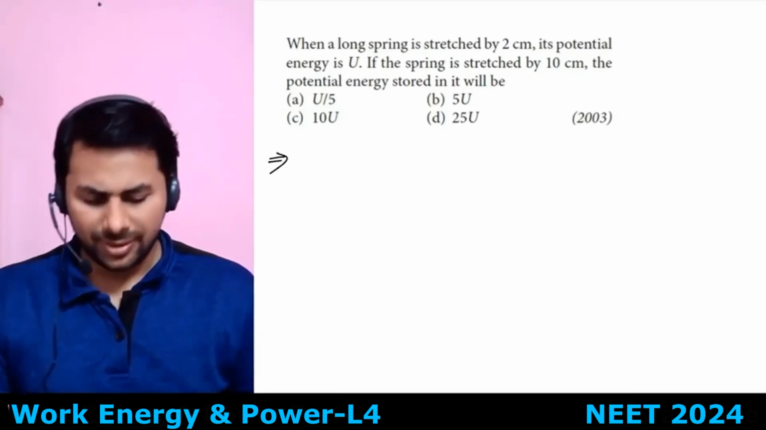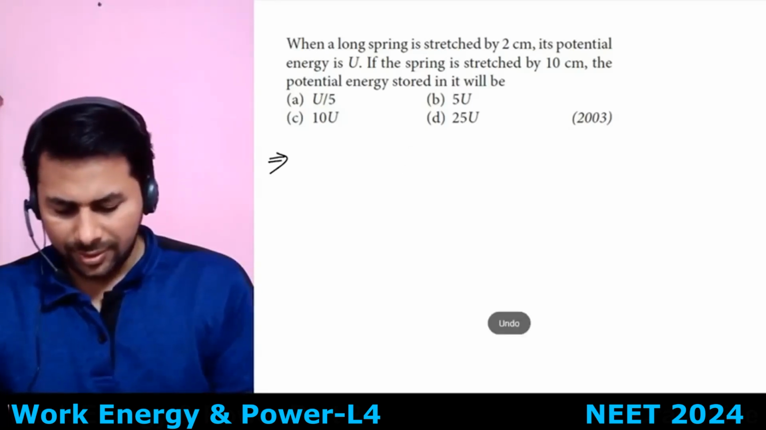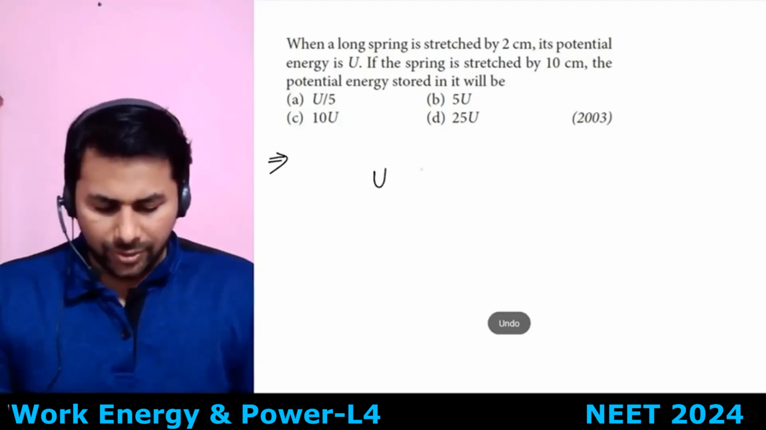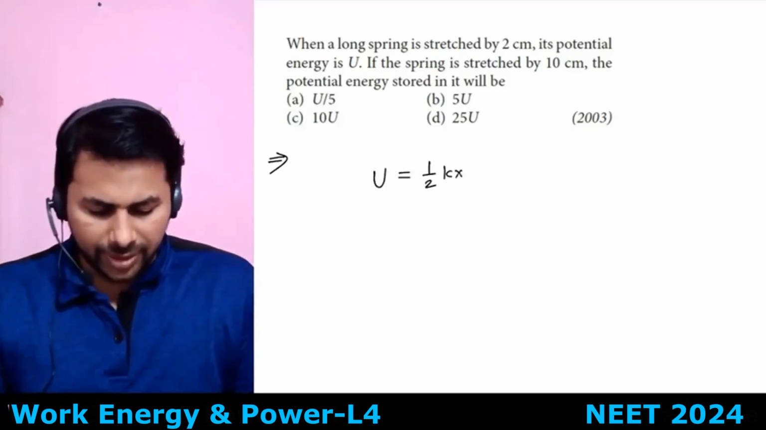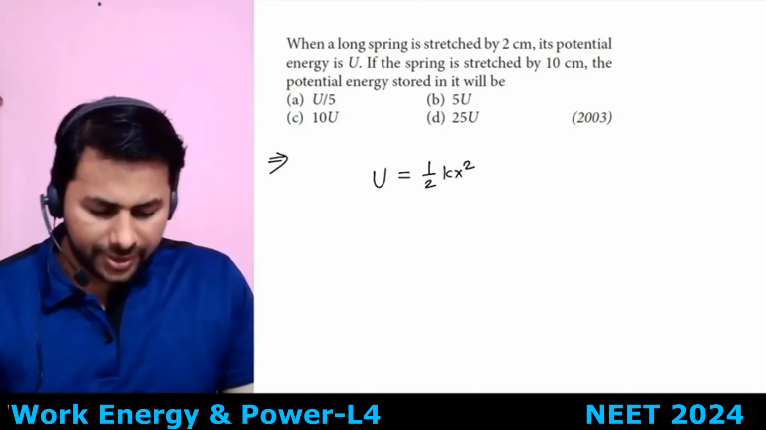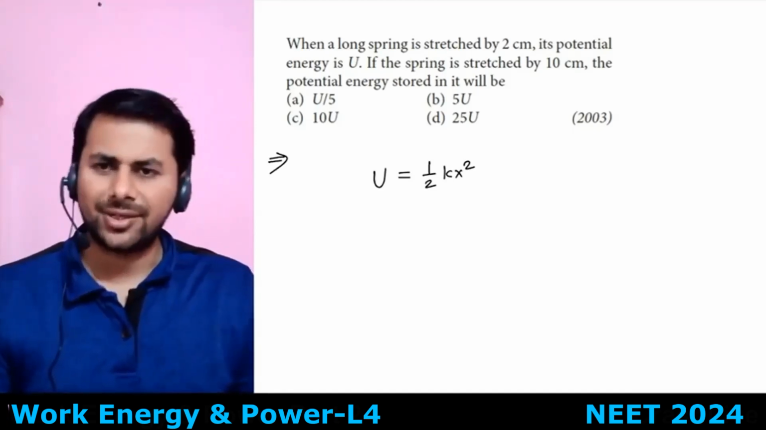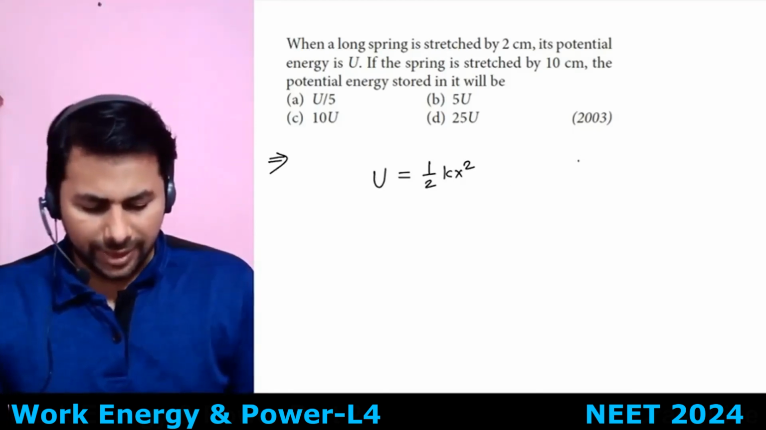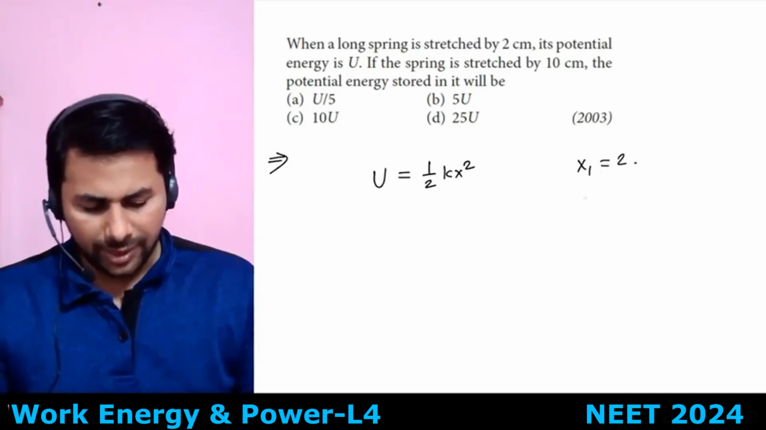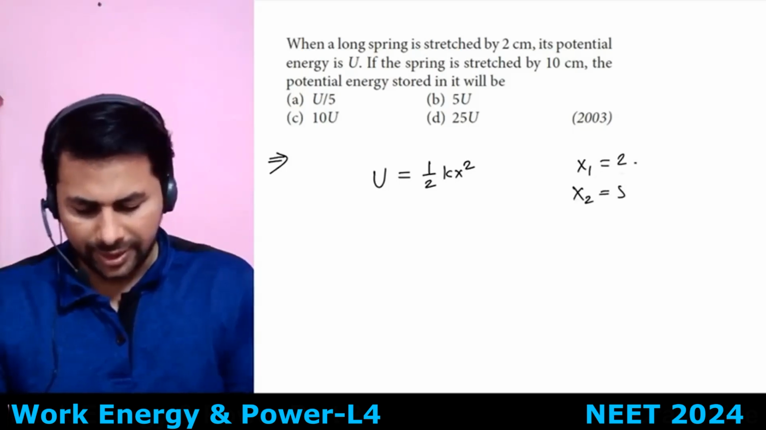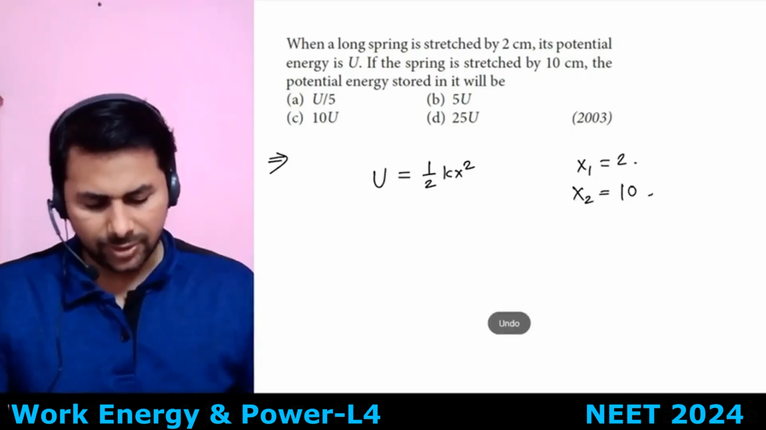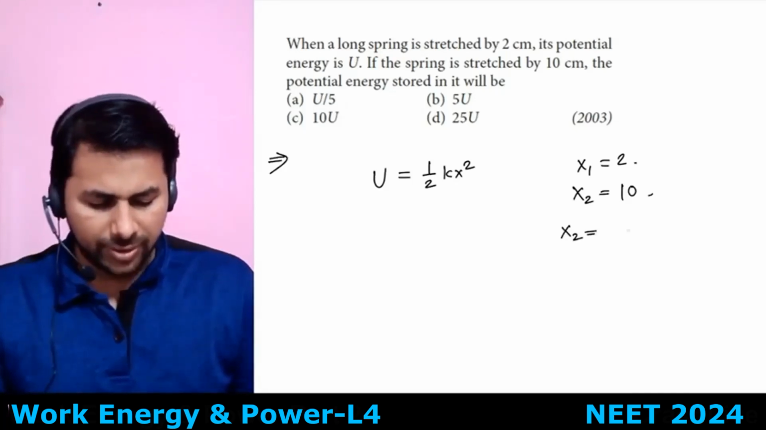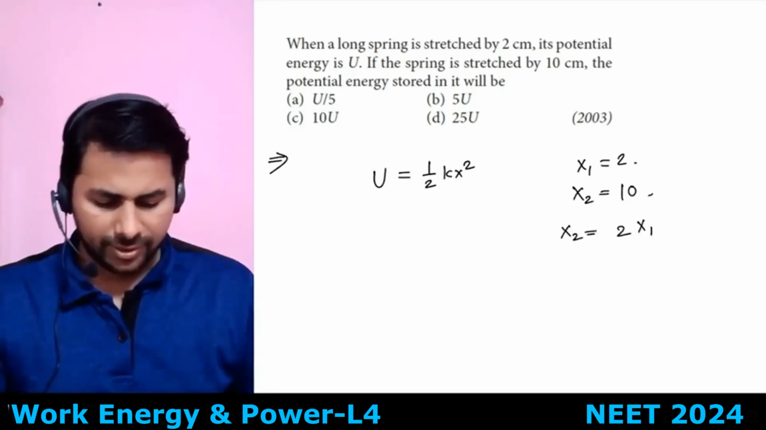Right. Very good. So U is equal to half of k into x square. I'm just explaining this for the students who will watch it later. So x1 is equal to 2 and x2 is equal to 10.